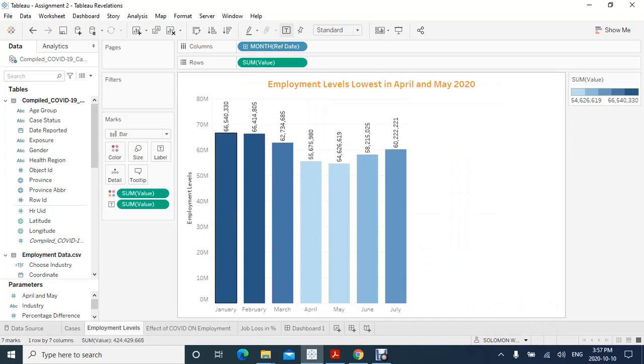So I did another visualization, with employment levels also against the months of the year 2020. Remember that April and May were the months in which we have the highest number of COVID-19 cases. And you can also see from the employment levels, we have April and May having the lowest employment levels. This shows that this was a result of the impact of COVID-19 on the employment levels in April and May. But how do we correlate this?